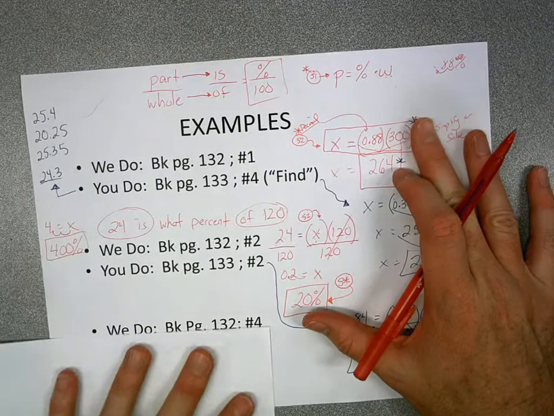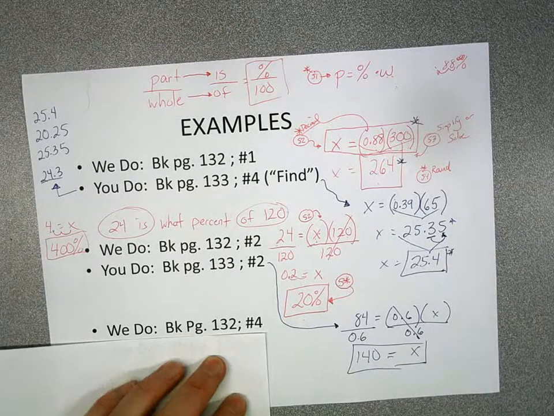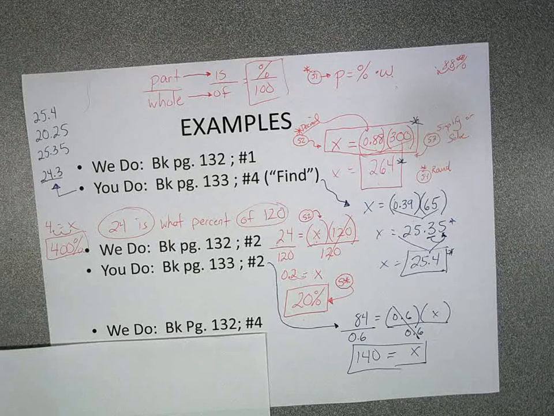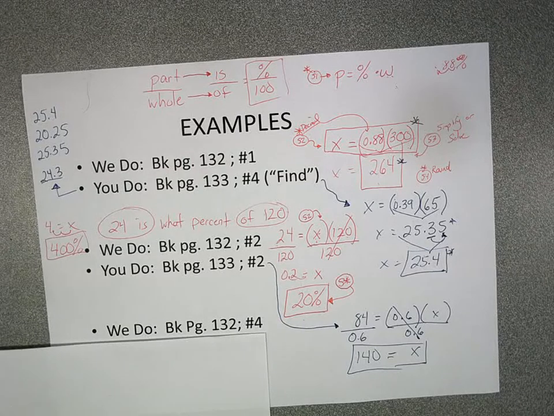Let's look at page 132, problem number 4. Okay, number 4 is a word problem. Let's go ahead and close read that. Here we go. A local bakery sold 60 loaves of bread in one day. If 65% of these were sold in the afternoon, how many loaves were sold in the afternoon?